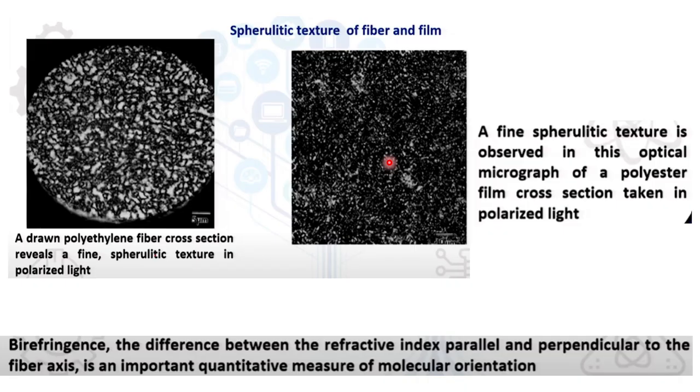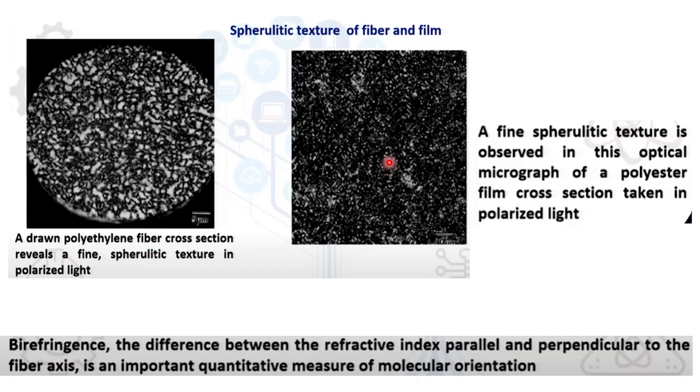And another thing, the birefringence technique, that is the difference between the refractive index parallel and perpendicular to the fiber axis. That means through birefringence, you can check in which direction, because whenever the fibers are oriented in a specific way, in that direction you will get higher scattering compared to the perpendicular direction.